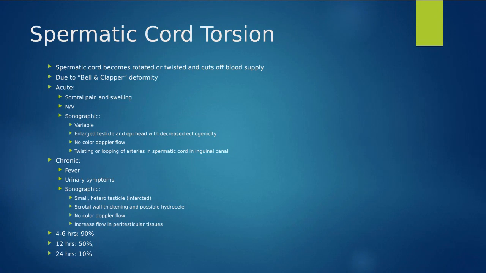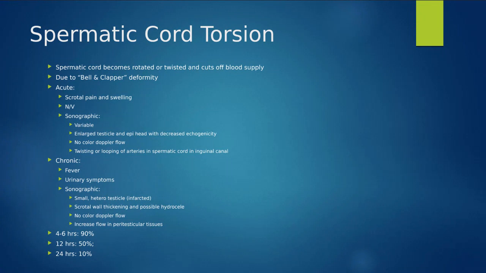This is a congenital deformity that some male patients can have in terms of their anatomic structure of their spermatic cord. Acute conditions of spermatic cord torsion are going to result in severe scrotal pain and swelling, very rapid onset, nausea and vomiting because that pain is so severe.